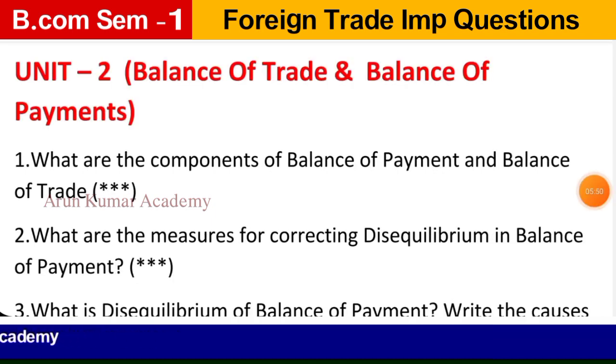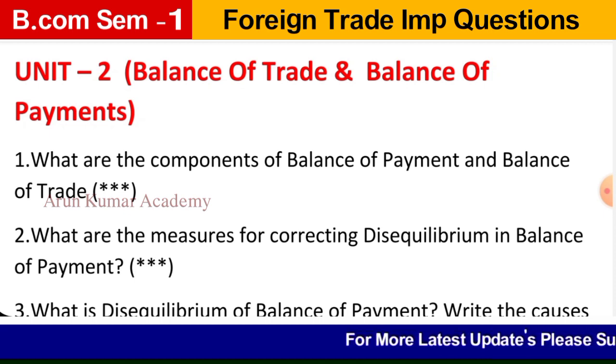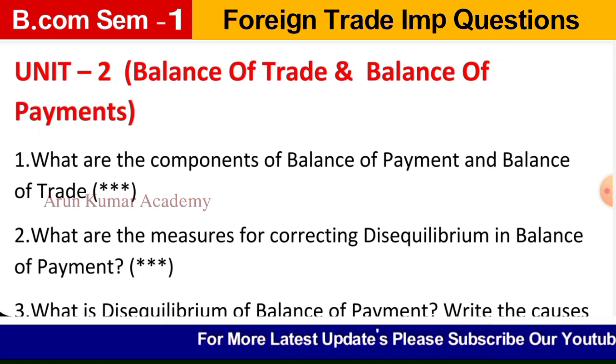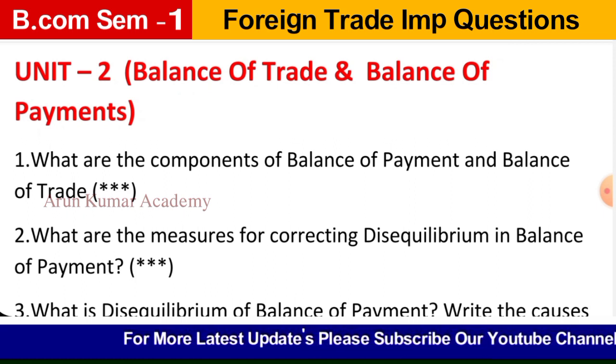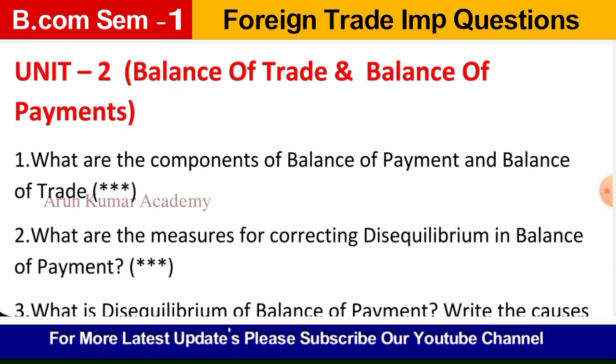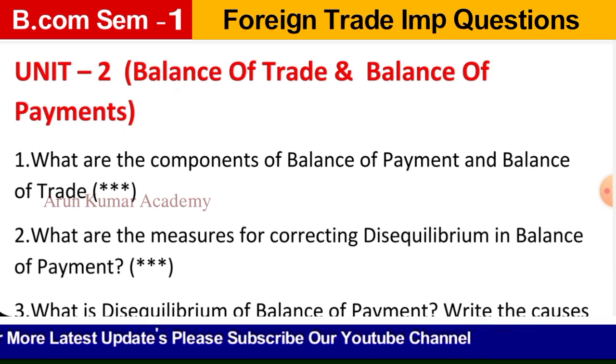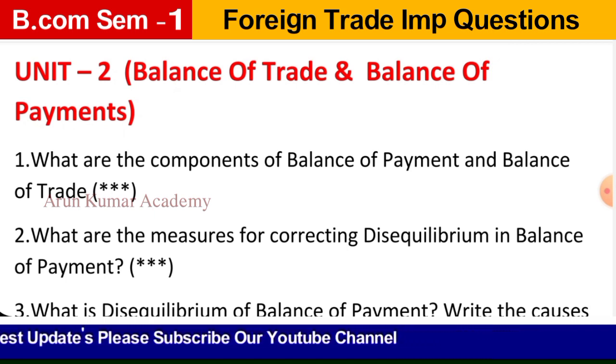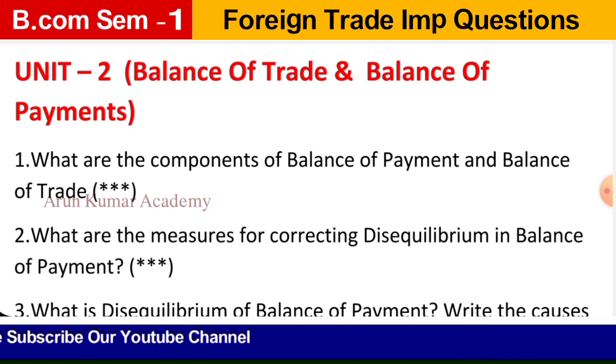Unit 2, balance of trade and balance of payments. Question number 1. What are the components of balance of payment and balance of trade? So here we need to explain all the components of balance of payment and balance of trade. Question number 2. What are the measures for correcting disequilibrium in balance of payment? So here explain all the measures for correcting disequilibrium in balance of payment.